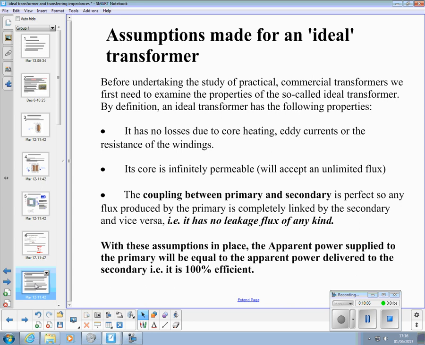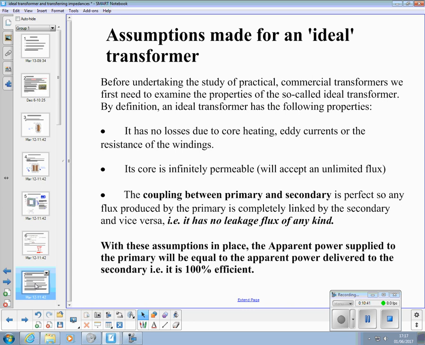So, what are the assumptions made for an ideal transformer? Before we undertake analysing a real transformer, we need to first examine the properties of a so-called ideal transformer. By definition, they have the following properties. No losses due to core heating, eddy currents, or the resistance of the windings. You're making the assumption that the windings have no resistance. There are no eddy currents flowing in the iron core, and it doesn't heat up.